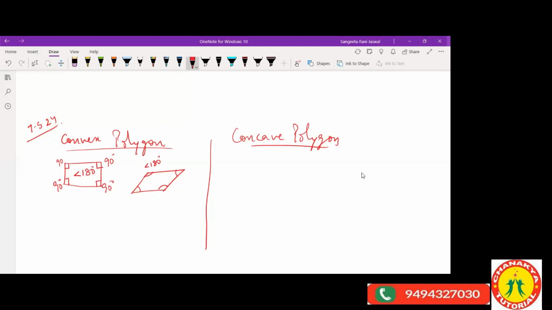Now if you see this, Lasya, if you take any polygon and look at the interior angles, this angle is obtuse but less than 180 degrees. This is acute and less than 180. This is also an obtuse angle and less than 180. Here also the angle is less than 180 degrees. So what we observe is that all the angles in this polygon are less than 180 degrees. Such polygons are called convex polygons, right?